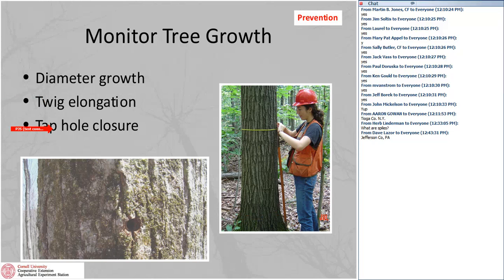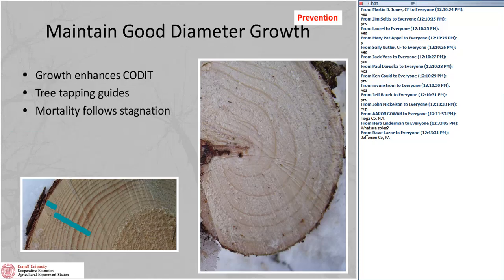Anytime you cut down a tree, you have a chance to look at growth rings. You should look at growth rings. Growth rings tell incredible stories. The faster a tree is growing, the better able it is to utilize what's called CODIT, or the compartmentalization of decay in trees. So that's a good one to look up if you haven't looked up compartmentalization of decay in trees.